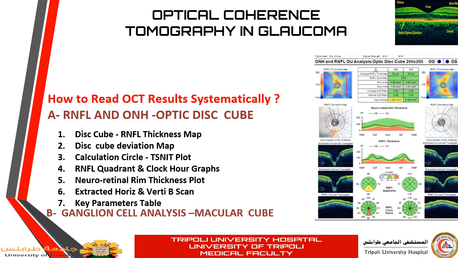In the optic disc cube, there are about 7 maps inside: the thickness map, then the deviation map, then the calculation circle, the TSNIT map, the RNFL quadrant or clock hour graph, the neuroretinal rim, and the extracted horizontal and vertical B scans and the key parameters. And the same thing will be repeated for the ganglion cell analysis or macular cube. So these are the general categories of the OCT maps, and we will go one by one through each of these maps.